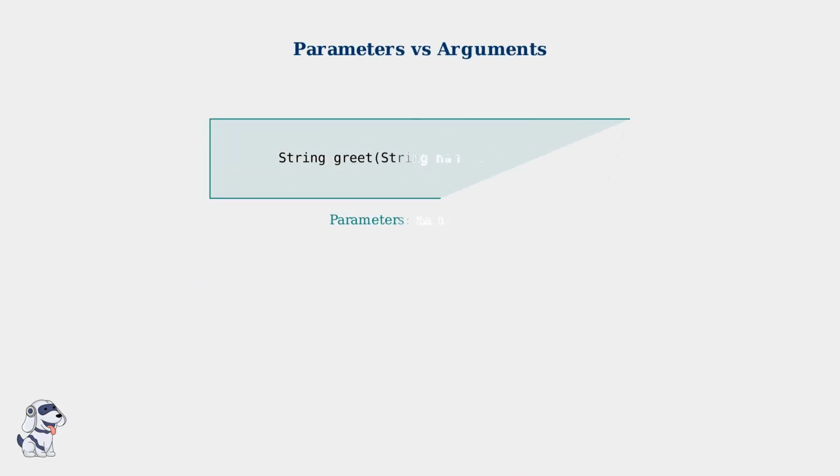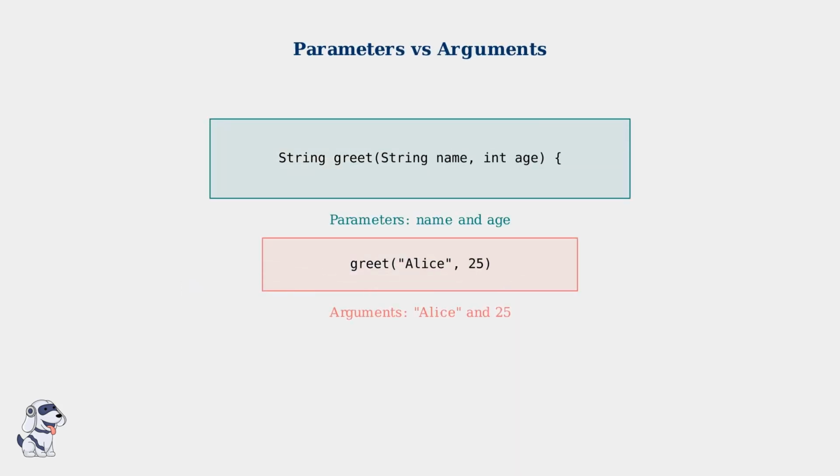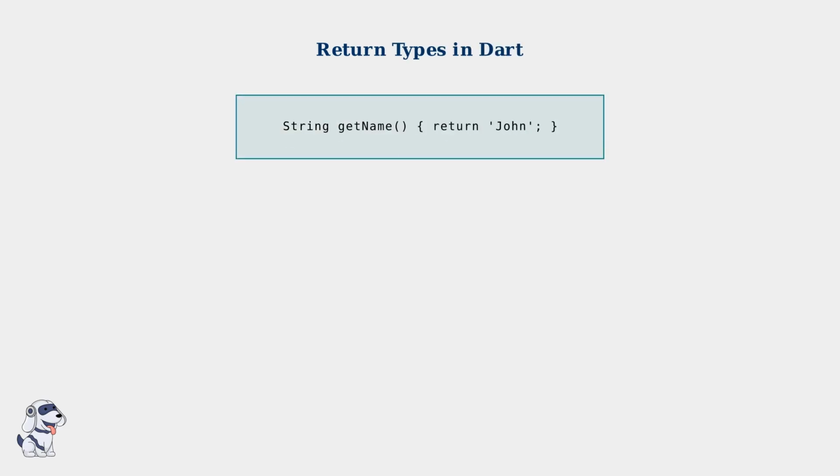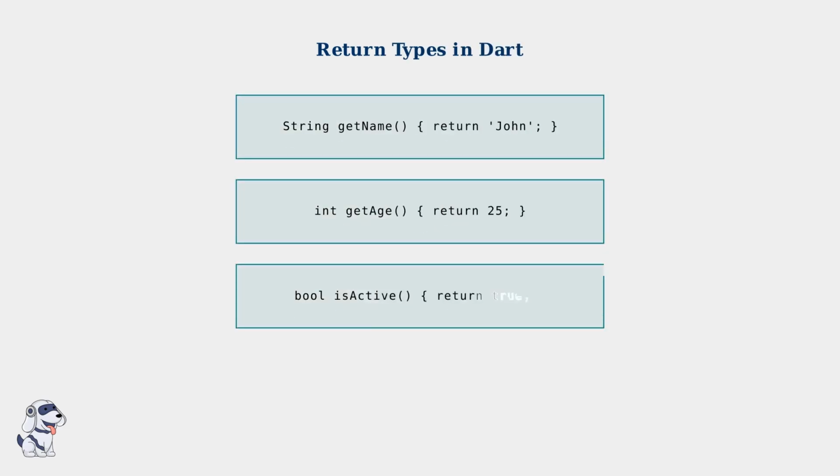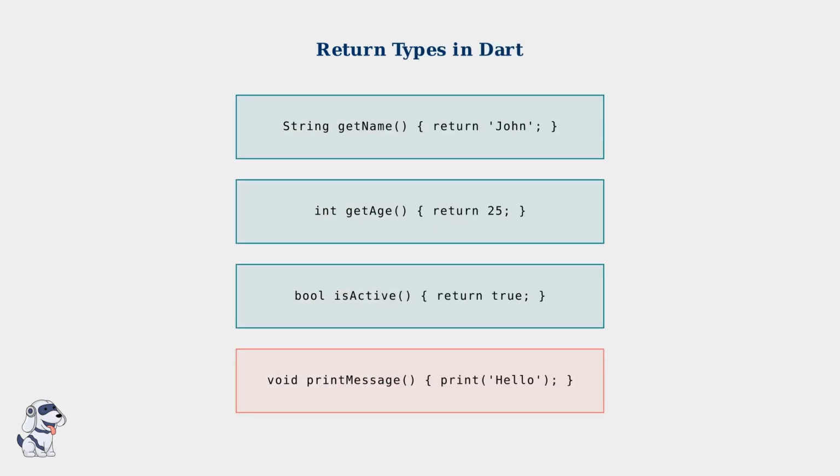Parameters are the variables defined in the function signature that specify what inputs the function expects. Arguments are the actual values you pass to the function when calling it. Return types specify what kind of data a function will give back. Common return types include string, int, double, bool, and void. The void type means the function doesn't return any value.